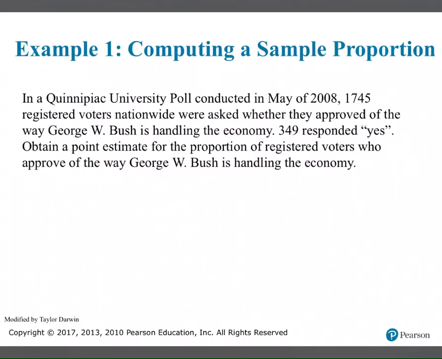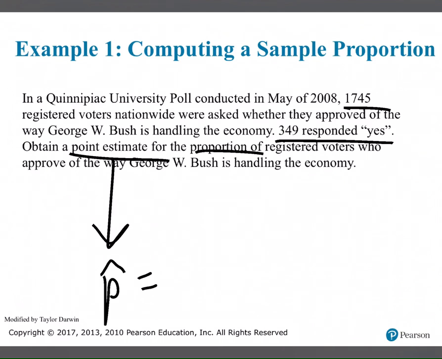Okay, so this poll conducted found that 1,745 registered voters were asked whether they approved of the way George Bush is handling the economy. 349 responded yes. Obtain a point estimate for the proportion. So point estimate for proportion, we know right away we're going to be doing p hat because that's the proportion of registered voters who approved the way that George Bush is handling the economy.